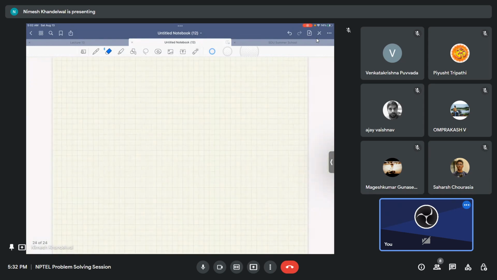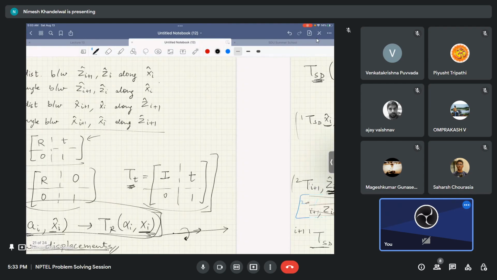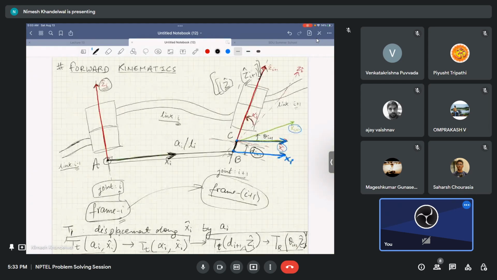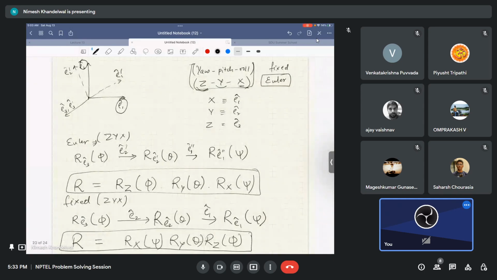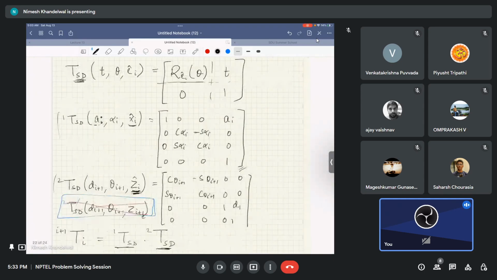Now to get the final transformation, because we have interpreted geometrically that both of these screw displacements take us from frame I to frame I plus 1, we know that multiplying both of these gives us the transformation from I to I plus 1, because this is what makes the frames coincide.